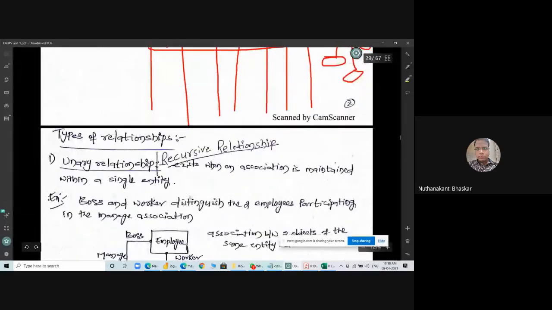Have you understood my plan? This is my plan. In the next class, maybe on Saturday, we have 2 + 1, that is 3 hours: 2 hours of lab in the morning and an afternoon class. Here we will complete the ER model and the first unit also, and we can understand how to implement the ER model.